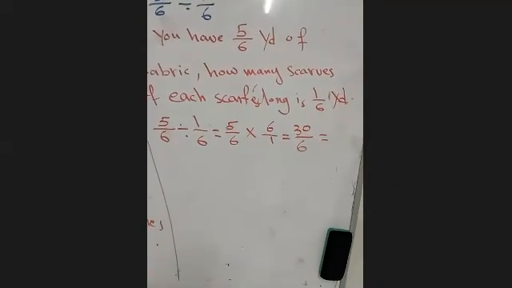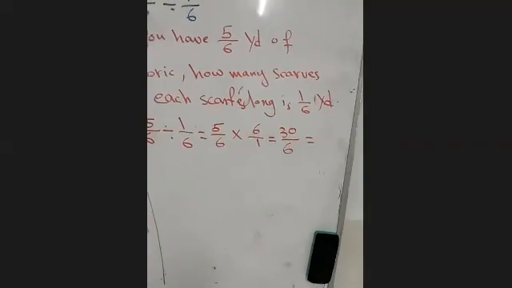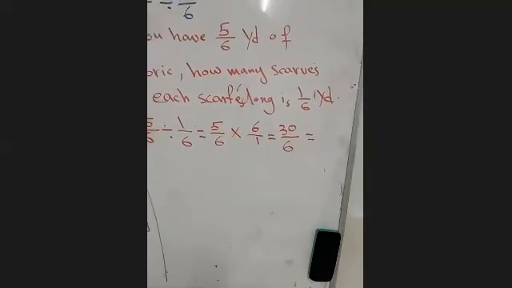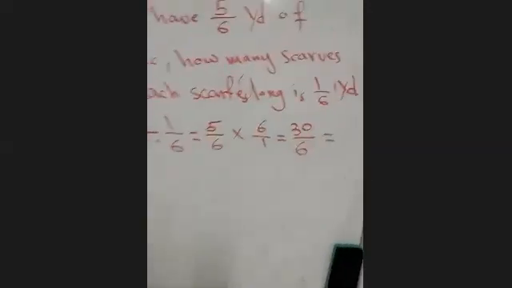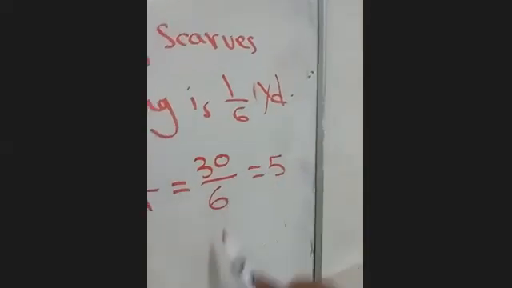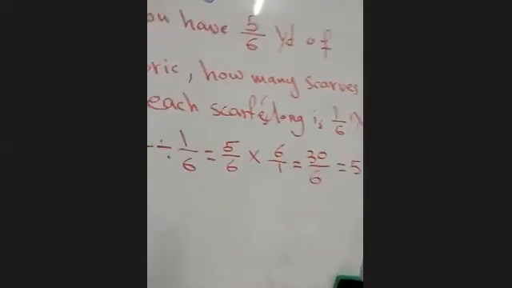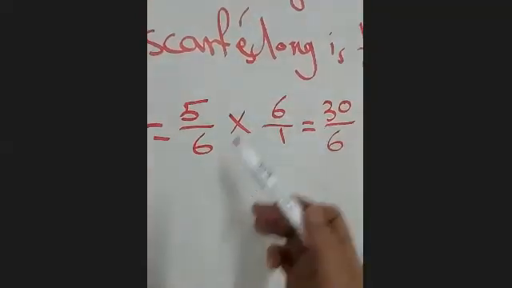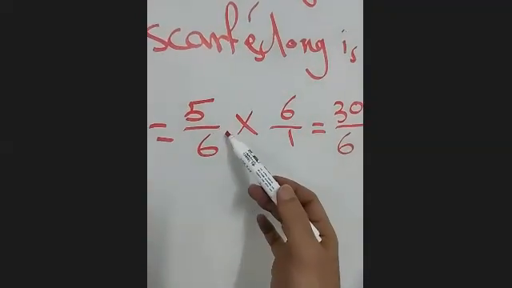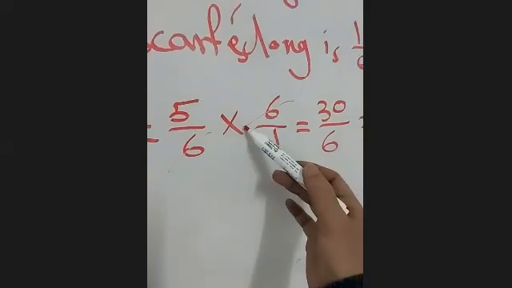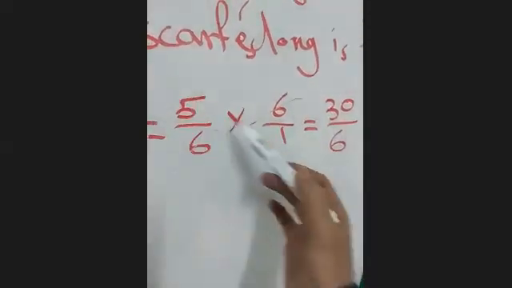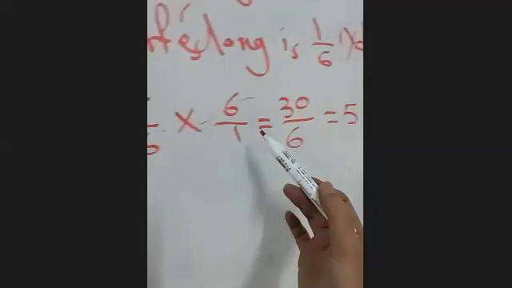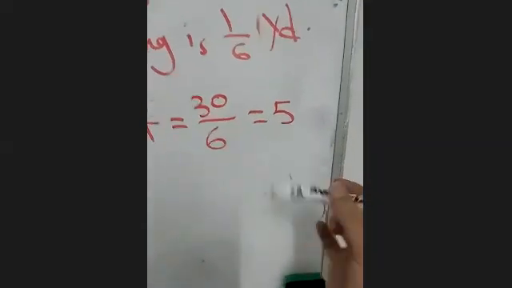5. 30/6, it's division. It means 30 divided by 6. 30 divided by 6 is what? 5. But look here, guys. Here you have similar numbers up and down. You can cross the 6 with the 6. It is still what? 5/1. 5/1 also is what? 5. 5 what?